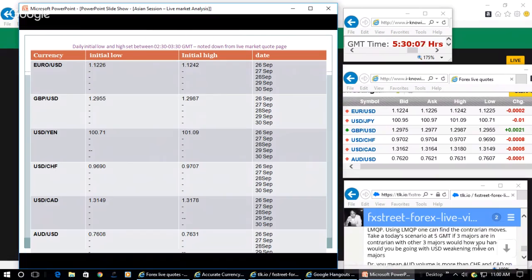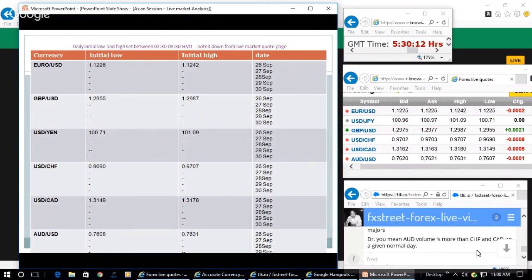Then you mean Australian dollar volume is more than CHF, Canadian dollar? Given a normal day, yes, most likely you find Australian dollar volume is more, especially the numerators. The volume is more when compared to that of the denominators.